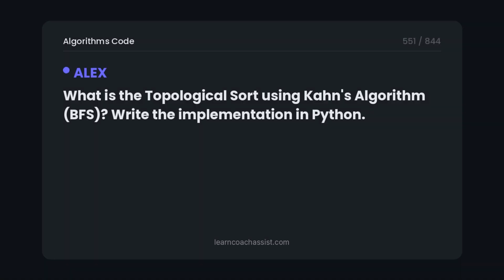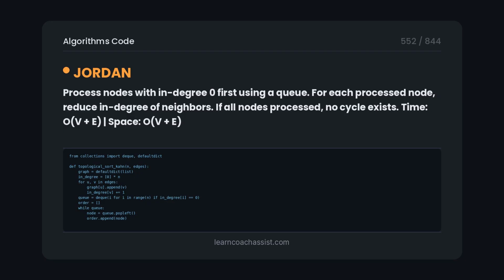What is the topological sort using Kahn's algorithm, BFS? Write the implementation in Python. Process nodes with indegree 0 first using a queue. For each processed node, reduce the indegree of neighbors. If all nodes are processed, no cycle exists. Time O(V + E), space O(V + E).